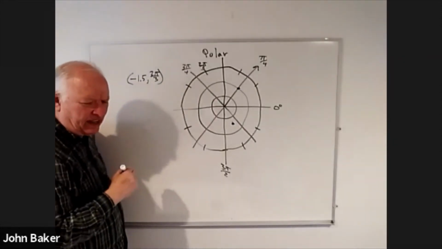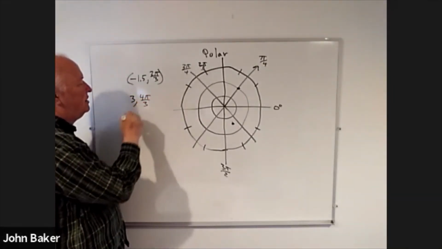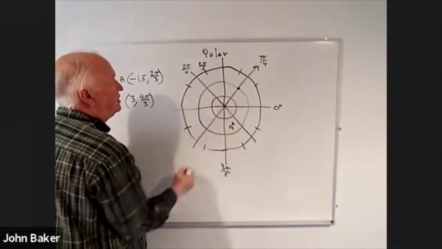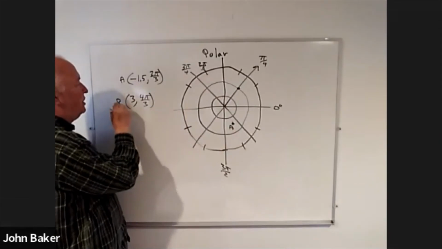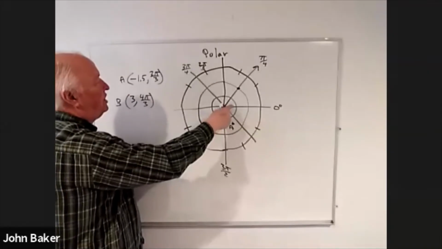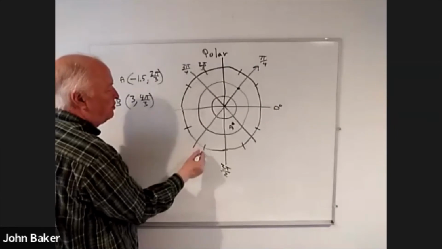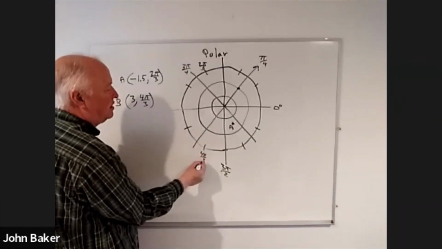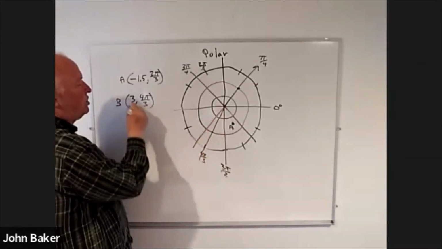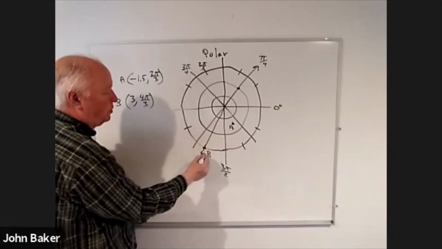Okay, let's look at 3 at 4 pi over 3. So this was A, and there's point A. This will be point B. 3 at 4 pi over 3, so 1 pi over 3, 2 pi over 3, 3 pi over 3, 4 pi over 3 is here. So we're going to go this direction, and we're going to go 3 units, 1, 2, 3. And so this would be point B.